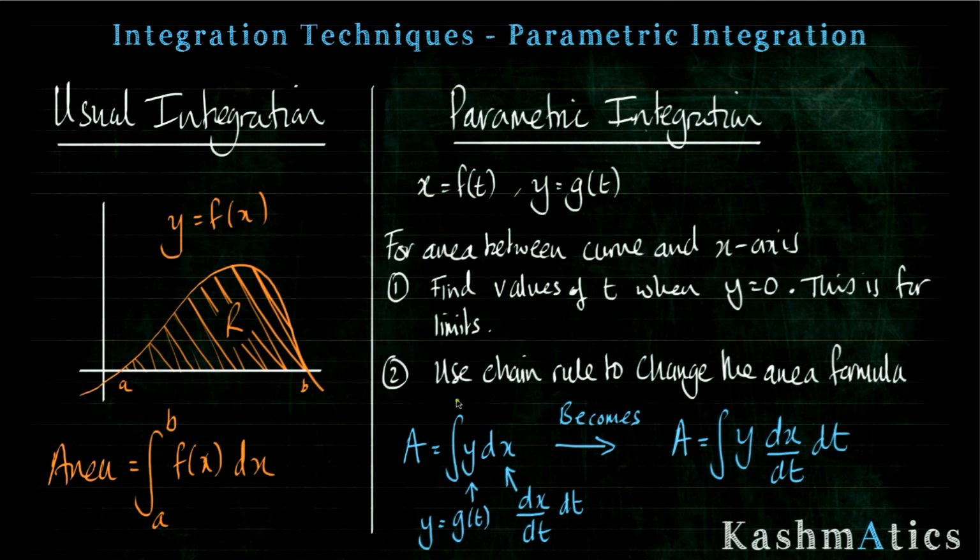And then what you do is you've got to use the chain rule to change the area formula. Normally A is equal to the integral of y dx. And what you do is you rewrite the dx as dx by dt multiplied by dt. So the dt's would cancel out, leaving you with just dx. Okay, so this here is equivalent to dx. So I can write down the area function as the integral of y dx by dt dt. And I'll show you how that works in the next three examples.